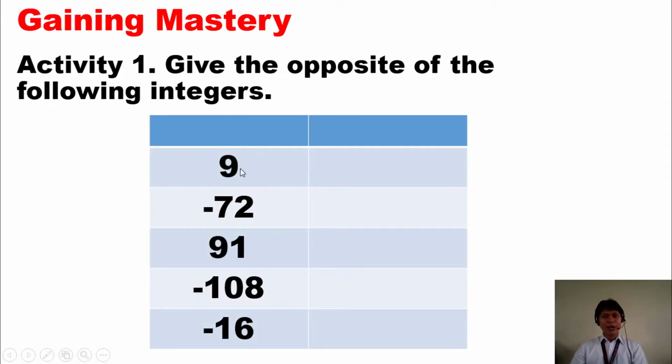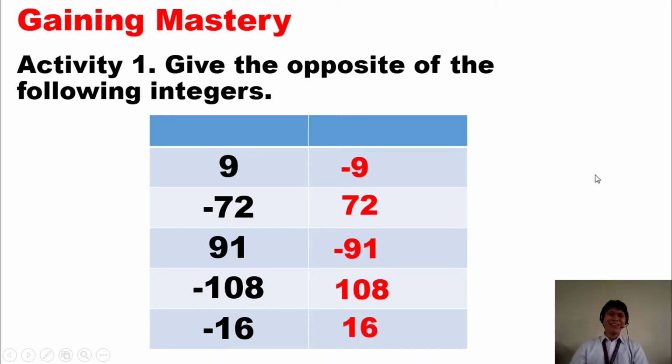Okay, so for number 1, it is obviously negative 9. The opposite of negative 72 is positive 72. 91 is negative 91. This is positive 108 and positive 16. Okay, did you get all correct answers? Okay, very good. We have activity number 2.